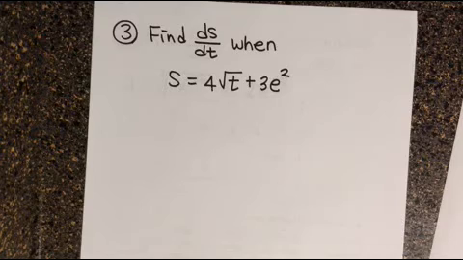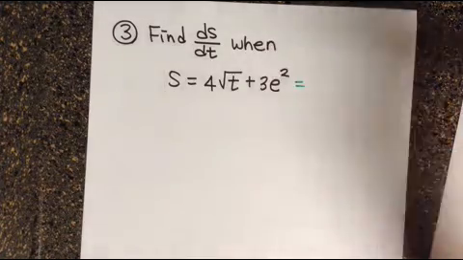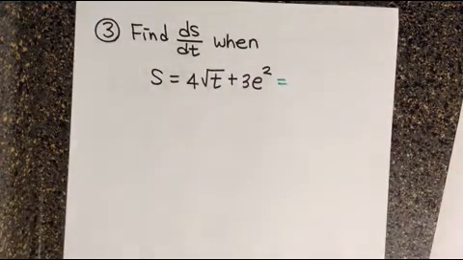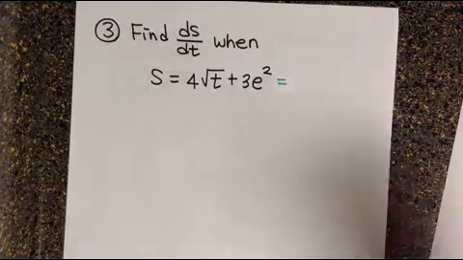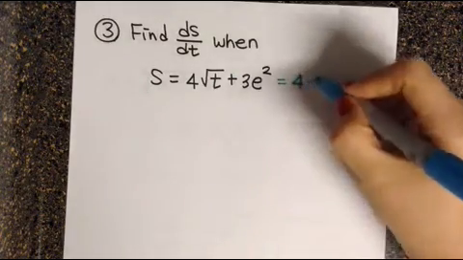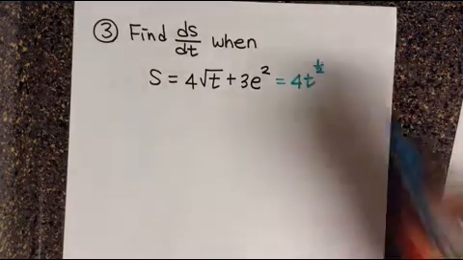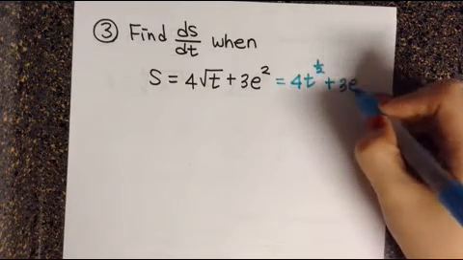Number 3. Find ds over dt when s equals 4 square root of t plus 3e squared. Okay, it looks a little bit confusing, but I know that we can do it. Let's rewrite the function again. Square root of t is t to the 1/2. So you can say 4 times t to the 1/2 power plus 3e squared.